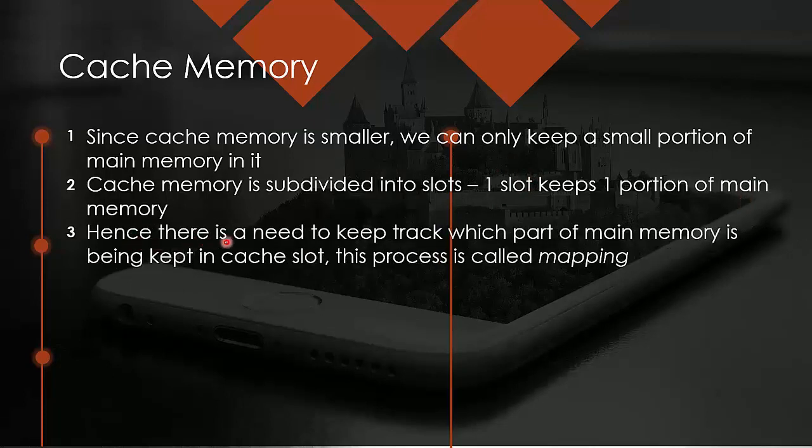Because of this, there is a need to keep track of which part or which block of main memory is being kept in the cache slot. This process is what we call mapping. So this is the complication that we have to add when we solve the speed of main memory. We use cache memory to solve the speed problem with main memory, but now we have an overhead to map which part of the cache memory is actually coming from which part of the main memory.